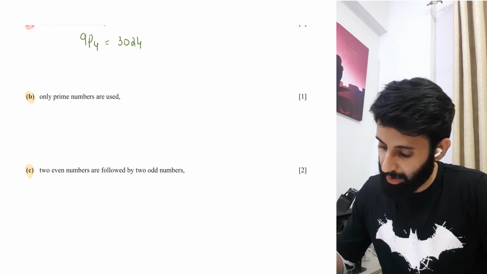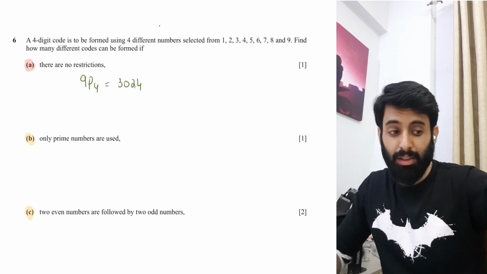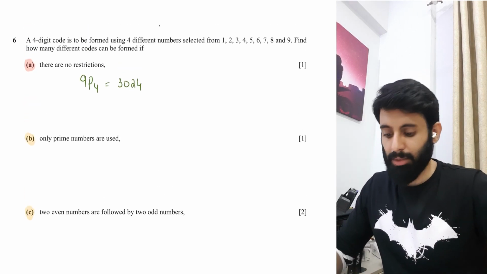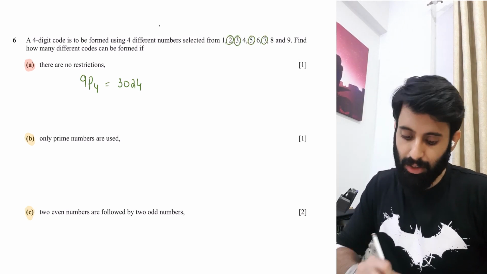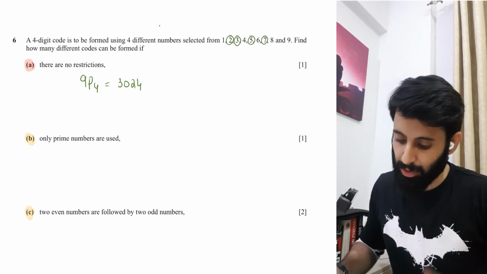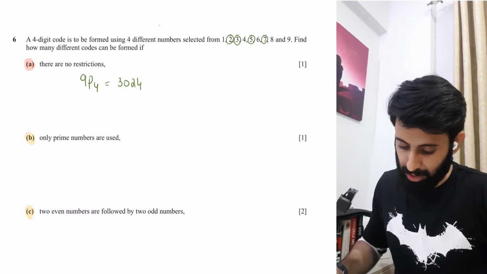And then it says only prime numbers are used. Prime numbers are numbers that have only 2 distinct factors, 1 and themselves. So how many prime numbers do we have here? We have 2, 3, 5, and 7. Remember, 9 is not a prime number. 9 is an odd number, but not a prime number. And 1 is also not a prime number. That's a very common error.